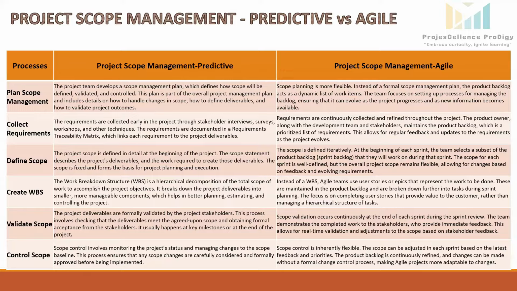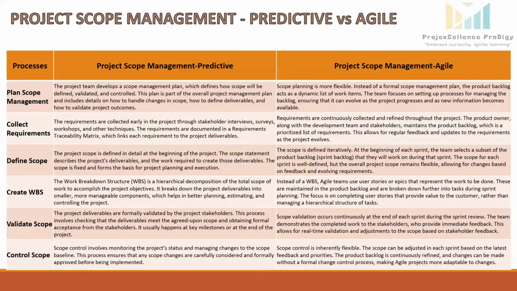Next is validate scope. In predictive, the project deliverables are formally reviewed and approved by stakeholders at specific points during the project or at the end. So this ensures that the project meets the agreed upon scope. But in Agile, the scope validation happens continuously at the end of each sprint. The team shows completed work to the stakeholders who provide immediate feedback. So this allows for real-time adjustments to the scope.